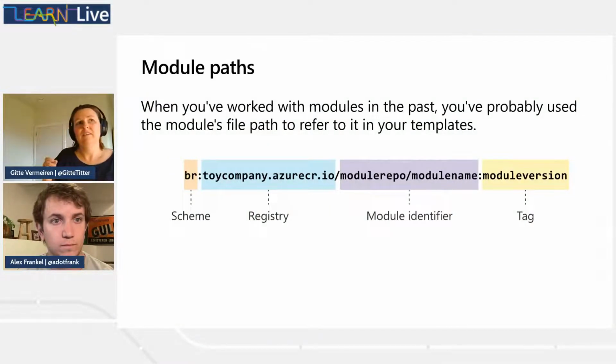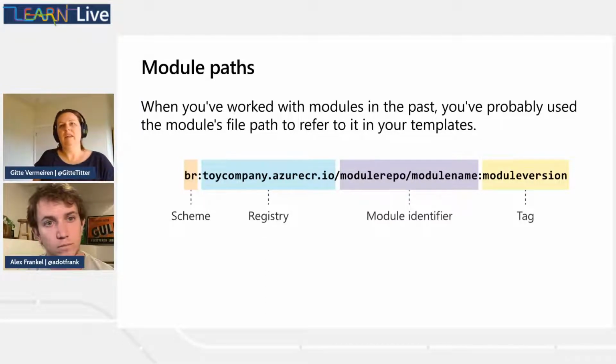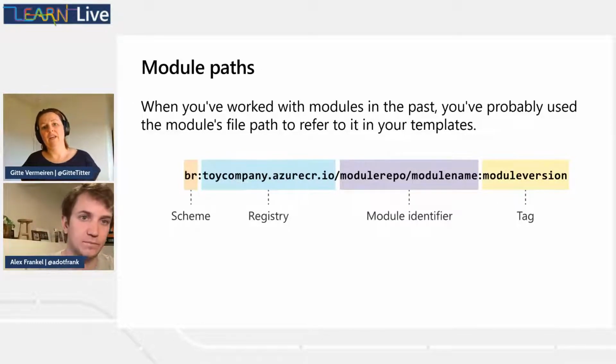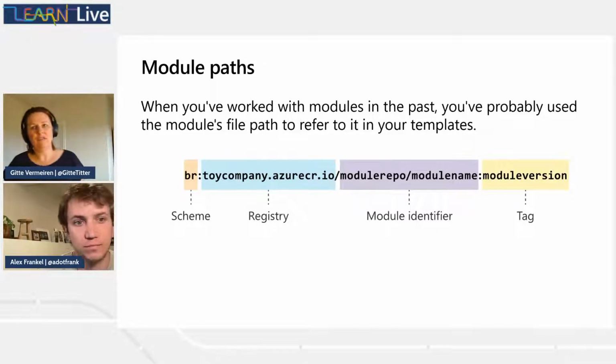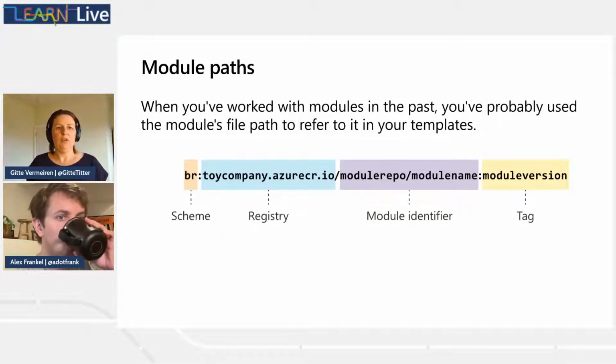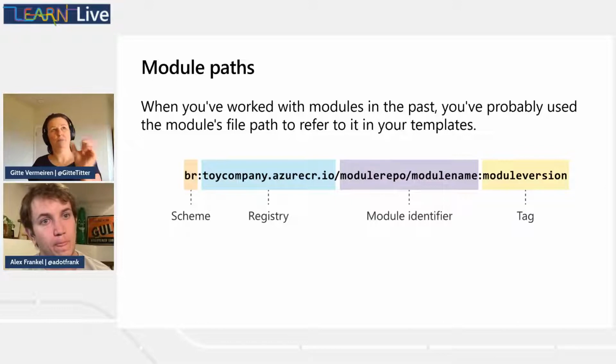Now, since this is using Azure Container Registry, what you'll see here is that it's very similar to how you use Azure Container Registry for, let's say, container images. And the thing you need to know here is that every module that you push to the container registry will have what we call a module path. And the biggest difference is that for Bicep modules, you'll have a specific scheme in place. The scheme will be BR. That's the first part of the path.